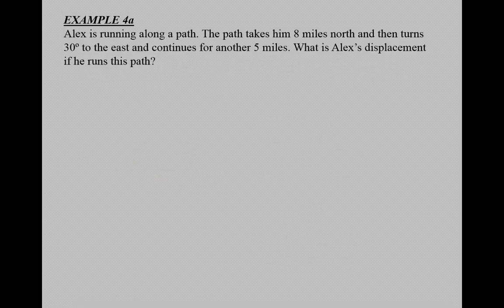Let's look at example 4. I'm going to show you how to do problems where we do not have right triangles 2 different ways. So we're going to do example 4 twice using 2 different methods. So we'll call this example 4a.